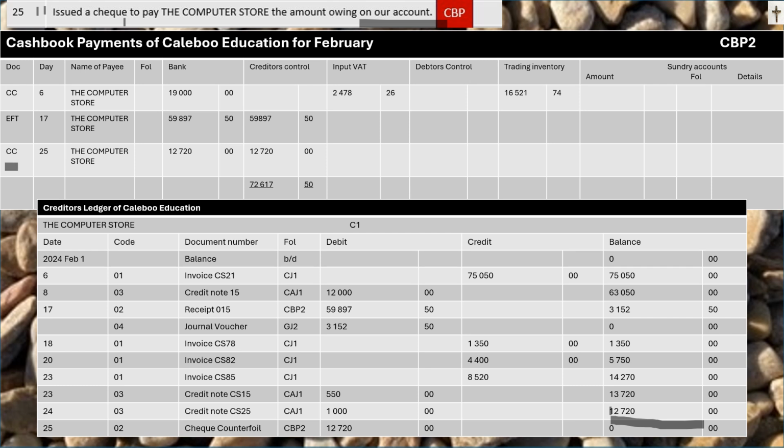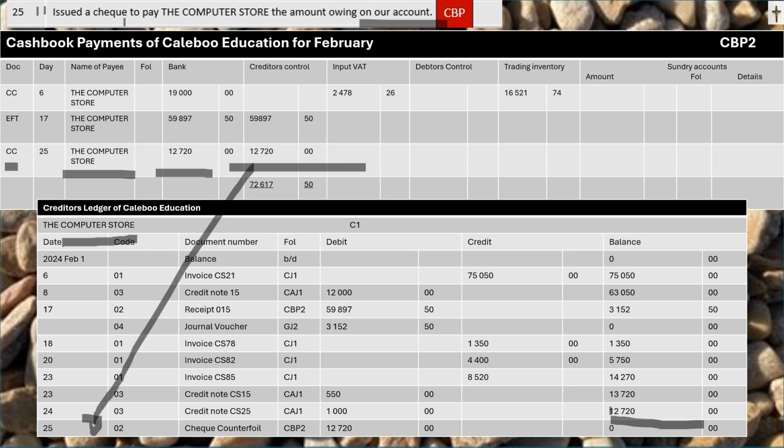We used the check stub or check counterfoil to record the transaction. Who did we pay? The computer store. What was the amount? 12,720, and under creditors control 12,720. That gets taken to the computer store account in the creditors ledger of Calibre Education. The document was the check counterfoil, debit 12,720, and guess what? The balance is 0. We no longer owe the computer store anything.